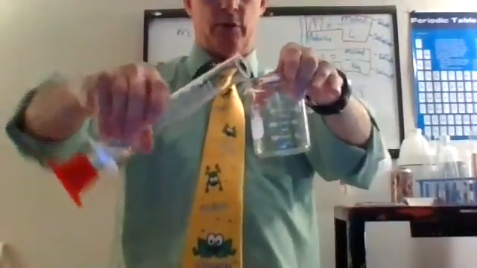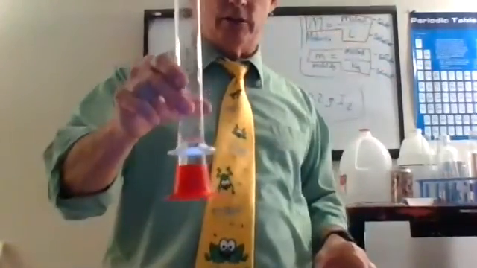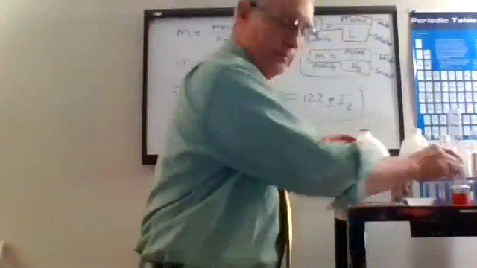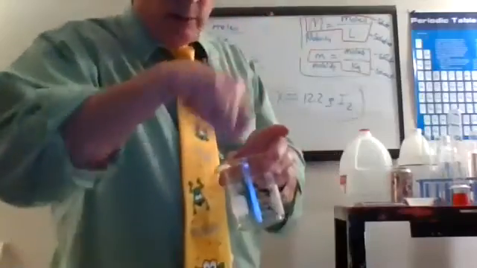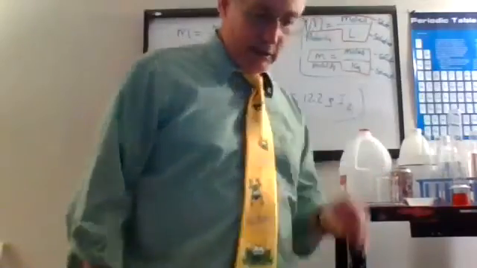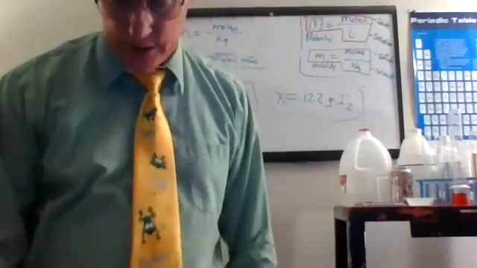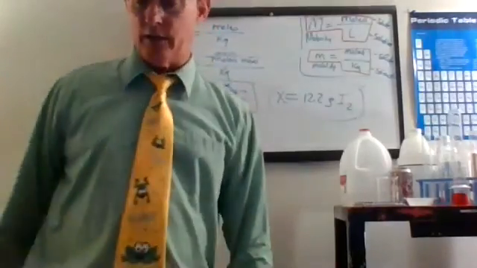Then we take this, and we take this, and we pour them together. So we got to weigh this solute. We got to weigh this solvent. We pour them together, and then we stir it up, and away we go. We're done. So a little different than using a volumetric flask like you did on page 419 to get molarity.